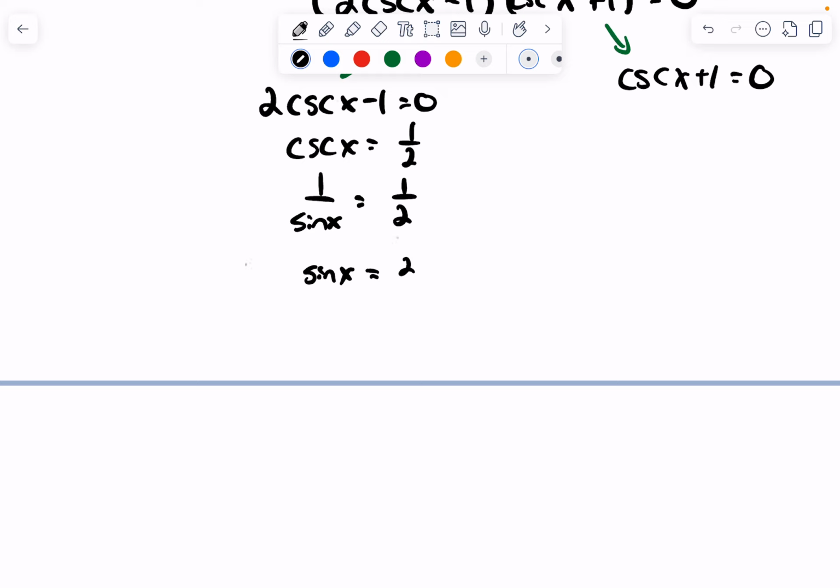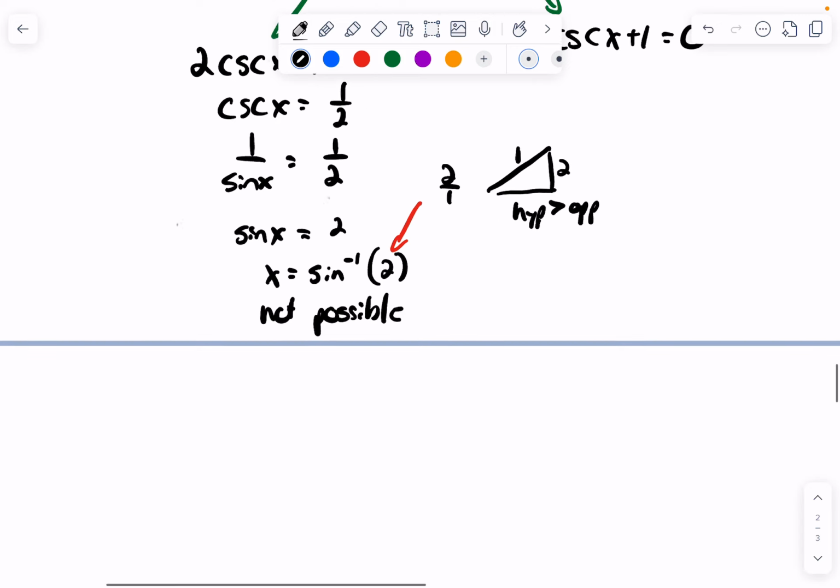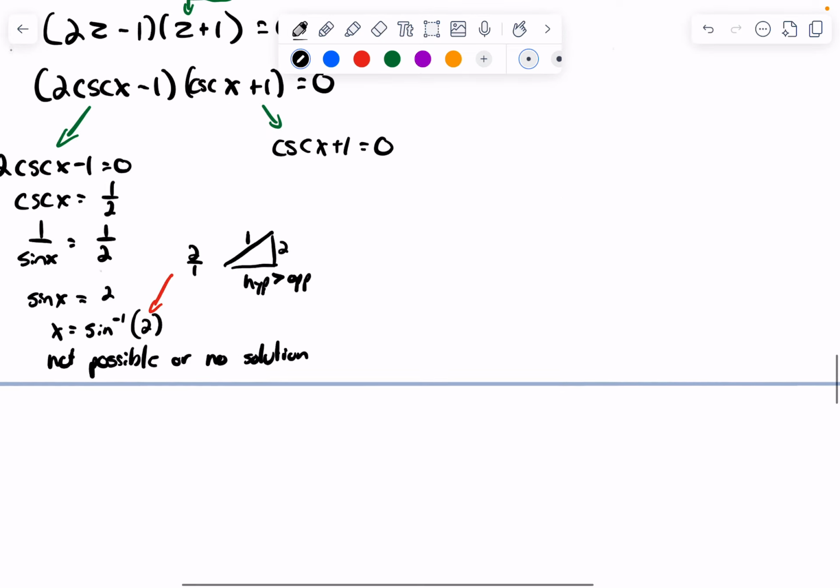Okay, so what value of x would give you a ratio of 2? Well, that's not possible. There is no value for x that would give you a ratio of 2. That 2 is like saying 2 over 1, which means a triangle with an opposite of 2 and a hypotenuse of 1. But that's not possible because the hypotenuse, by definition, needs to be bigger than the opposite. So no solution on that factor, at least.